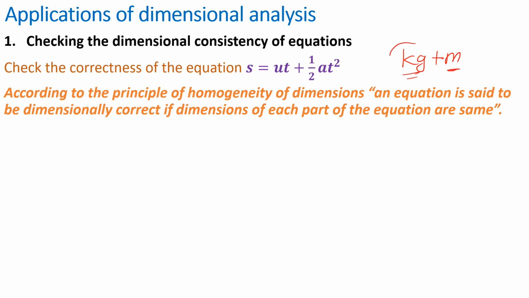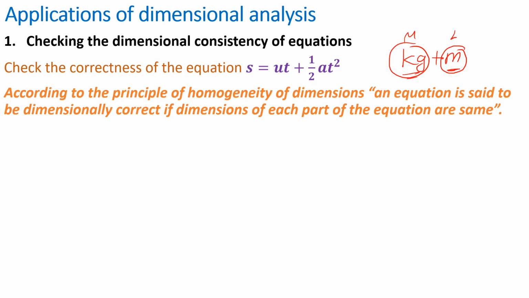If you consider there is one term in an equation whose dimension is kg and one more term whose dimension is meter, one is of mass and one more is of length, can you add those two quantities? No, it is not possible. Such an equation having mass plus length, it is not possible to add. So that equation is wrong, we can directly say.